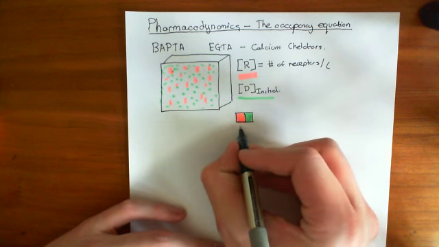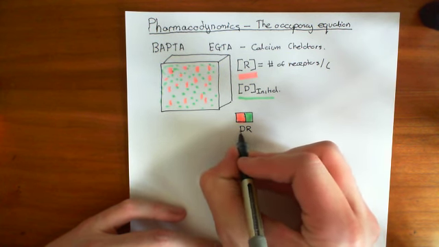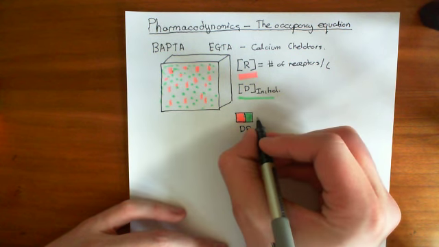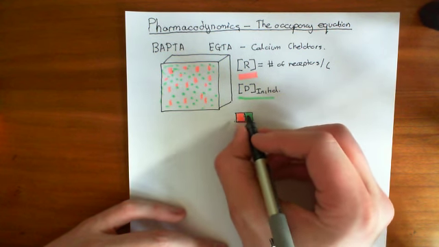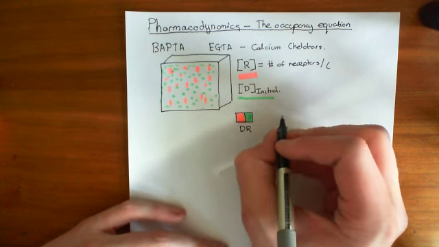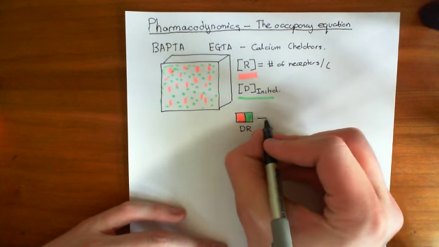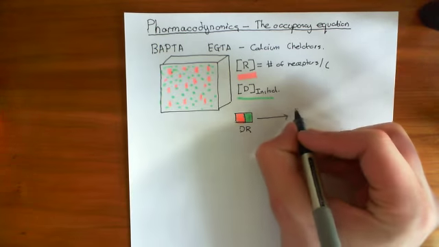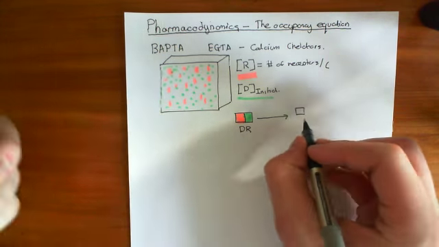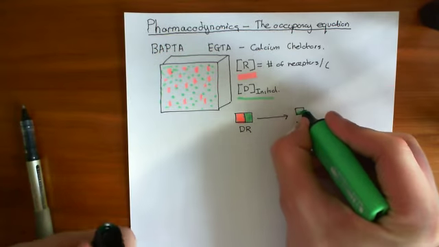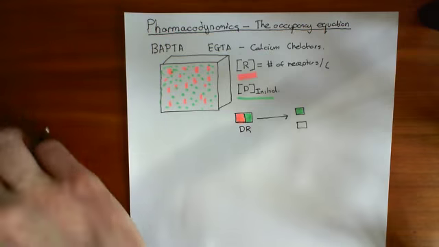Once you've formed a drug-receptor complex, which I'll just denote DR, it doesn't just stay bound forever. Well, some drugs do. Some drugs bind to the receptor irreversibly and then never come off. But most drug-receptor complexes fall apart as well. So this is going to go back to being a receptor molecule and a drug molecule. Here's the drug molecule, and here's the receptor molecule.